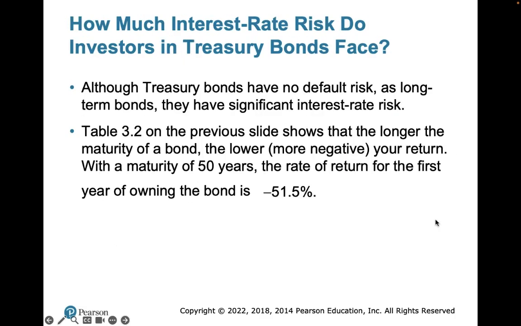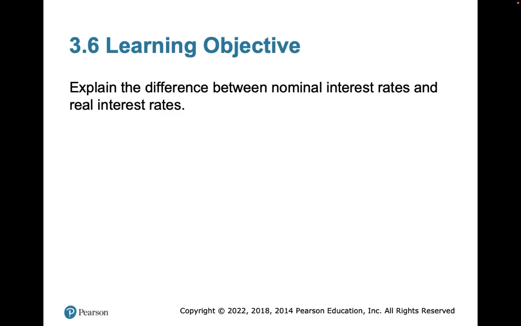We move on. We're going to see how much interest rate risk investors in treasury bonds face. Although treasury bonds have no default risk, as long-term bonds they have significant interest rate risk. The previous slide shows that the longer the maturity of a bond, the lower your return. That we already talked about. After a year of owning the bond, it's minus 51.5%.